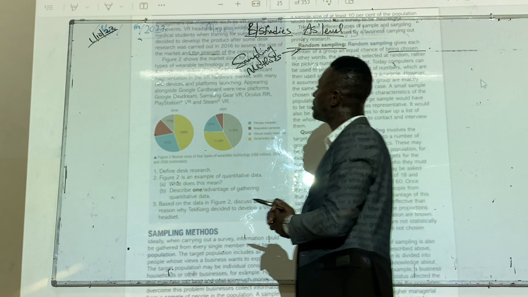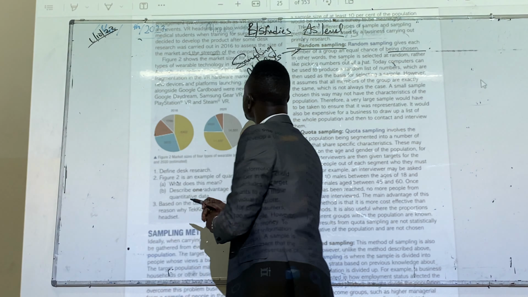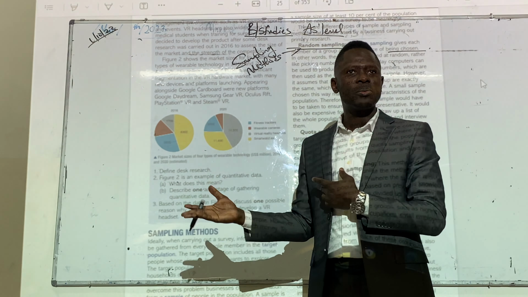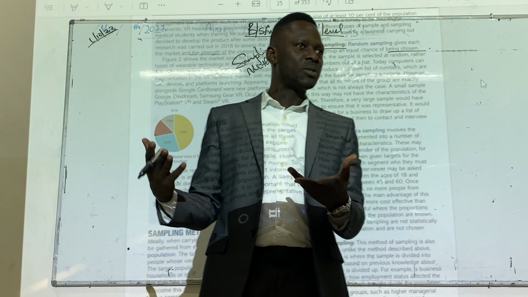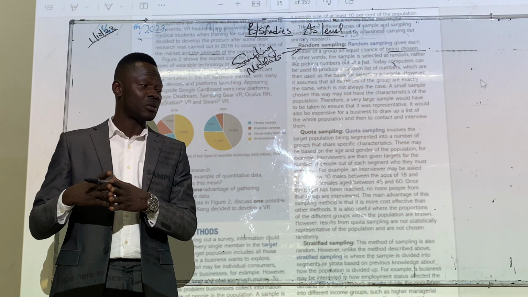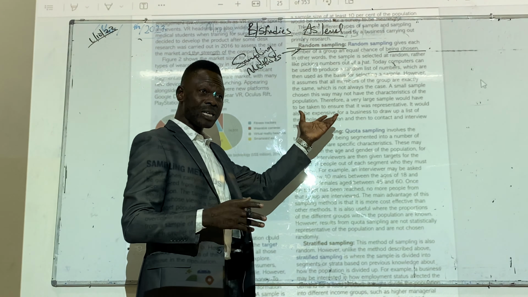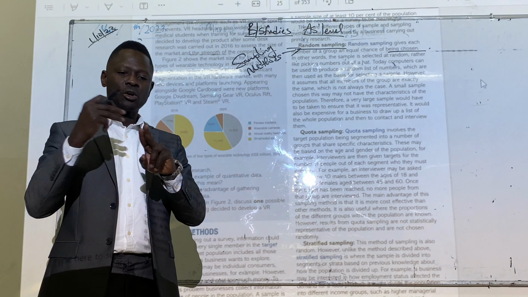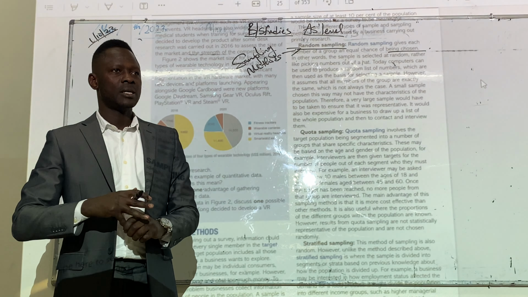I'm going to quickly recap. As a business, we already know we want to use a sample, but what kind of sample do we want to use? That takes us to sampling methods. We have three types: random sampling, quota sampling, and stratified. Stratified means the combination of both random and quota.